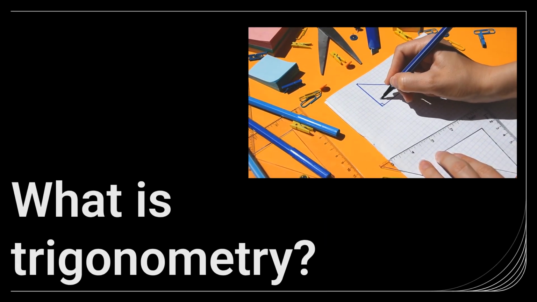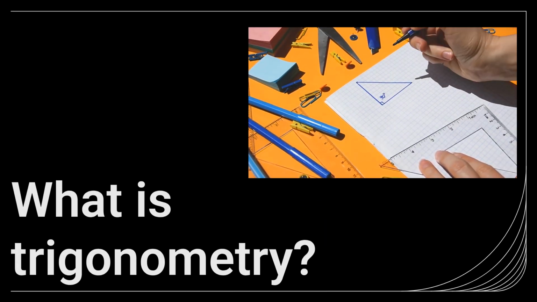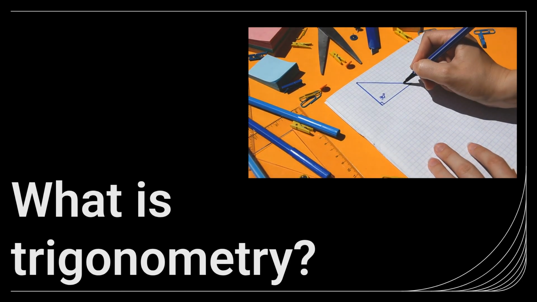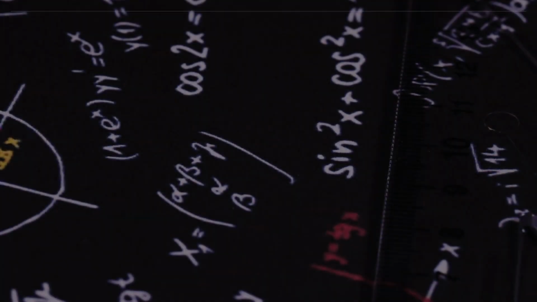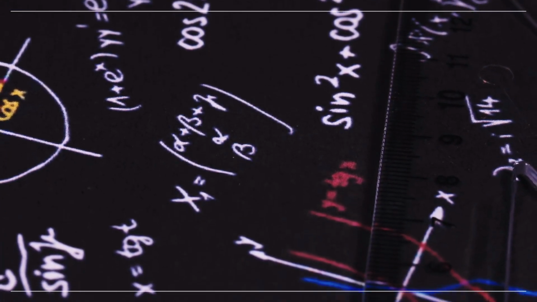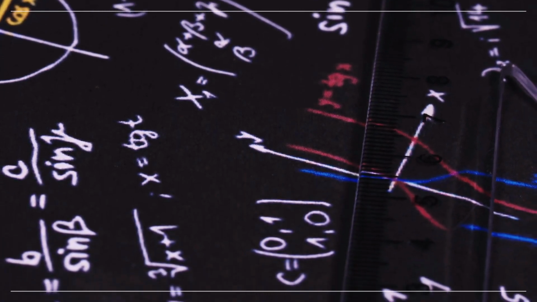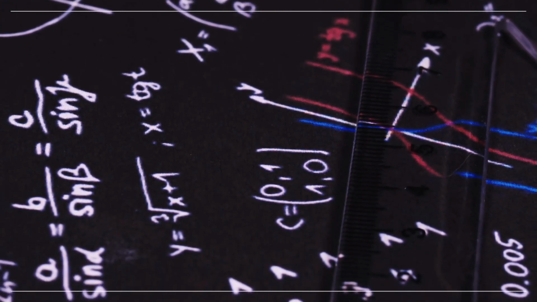So what exactly is trigonometry? It's a branch of mathematics that studies relationships between side lengths and angles of triangles. Why do we need it? Trigonometry is essential for solving problems involving angles and distances, from engineering to navigation and even video games.